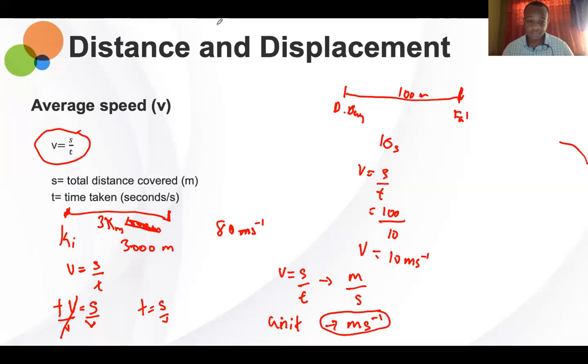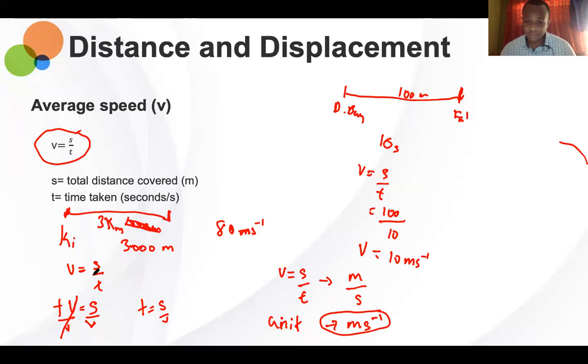All right, let's move on. So we have our velocity here, and our formula is the total distance covered over time. If we traveled from here to here in say 10 seconds, you would have to divide the 3000 by 10, which would eventually give us about 300, right?